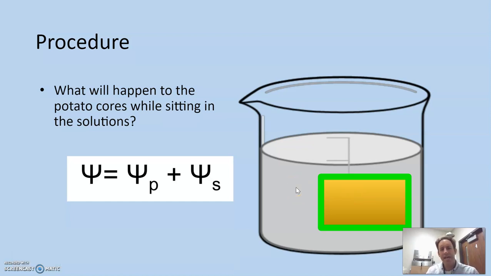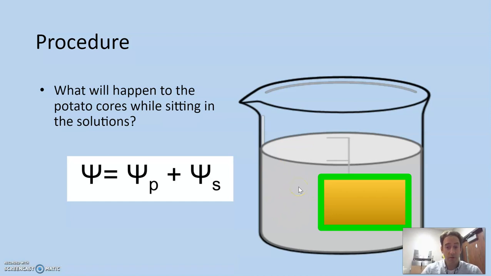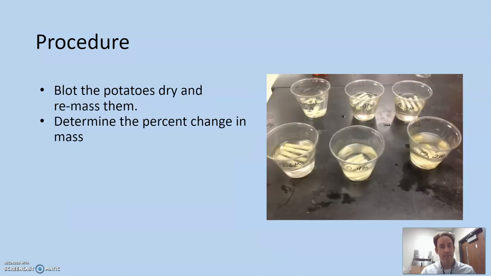Now, the question of the lab is, what happens if, instead of using pure water here, we increase the solute concentration to 0.2 molar, or 0.4 molar, 0.6, 0.8, 1? Is water still going to enter the potato core? Is there a point at which water might leave the potato core? We don't know. That's what we're going to figure out. And then we're going to use that information to actually identify which solution, A, B, C, D, E, or F, is our 0.2, or 0.4, or 0.6, or 0.8, or 1 molar.